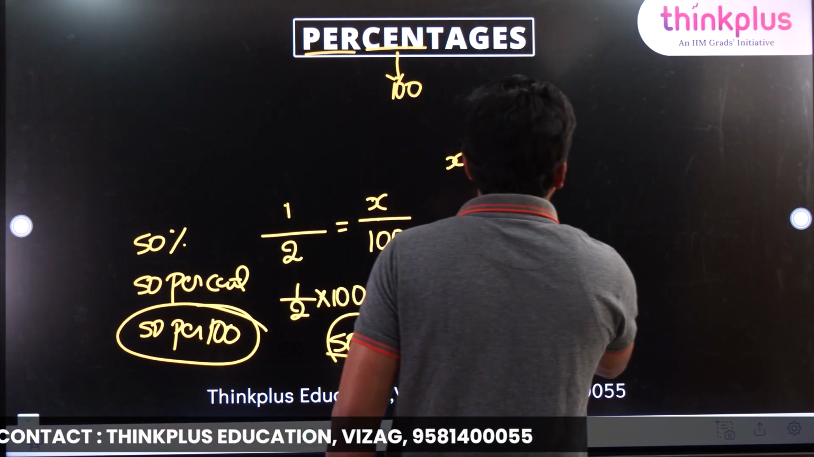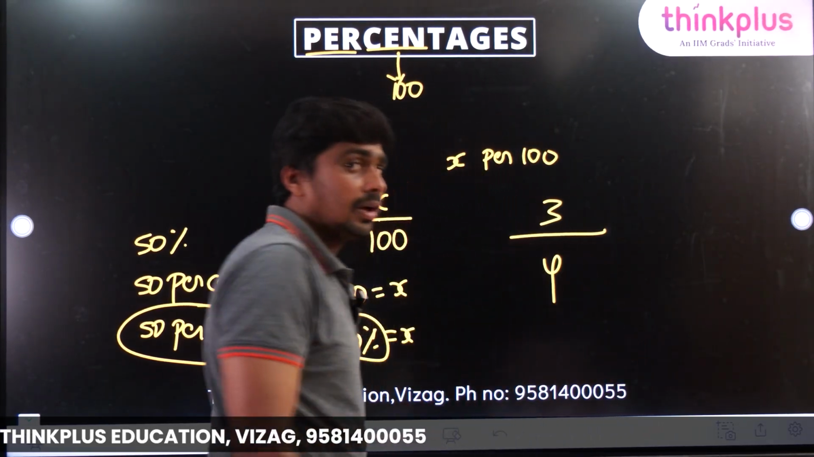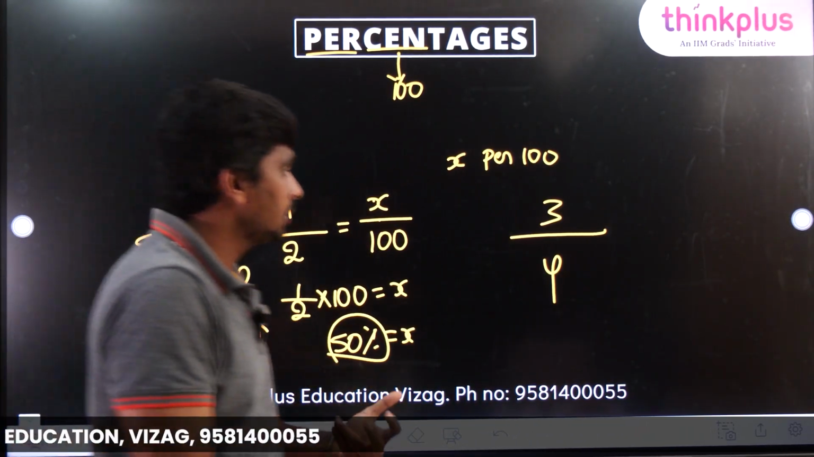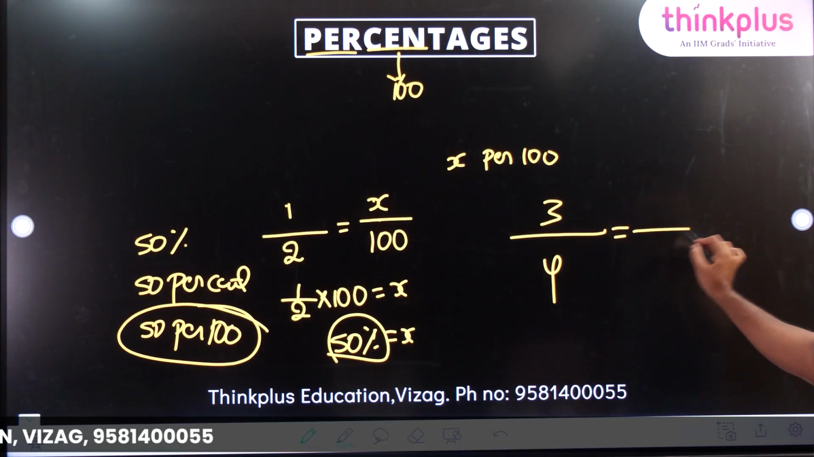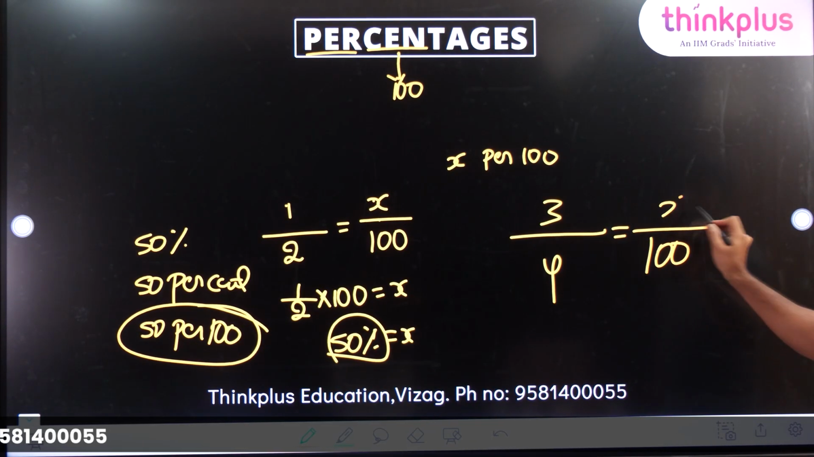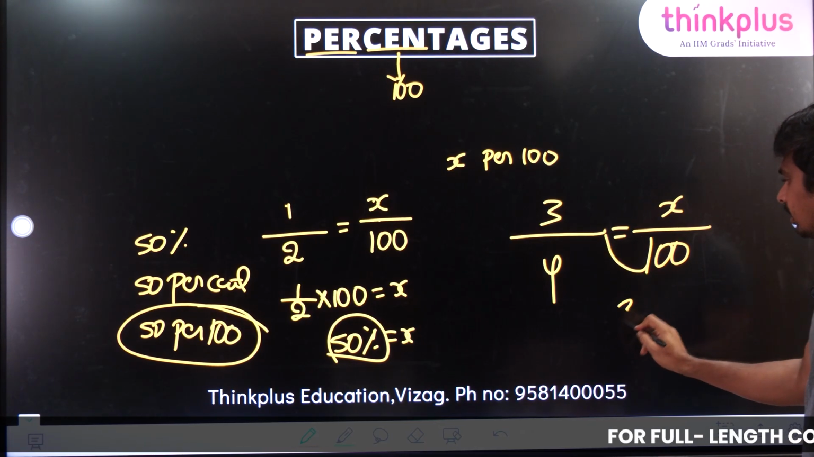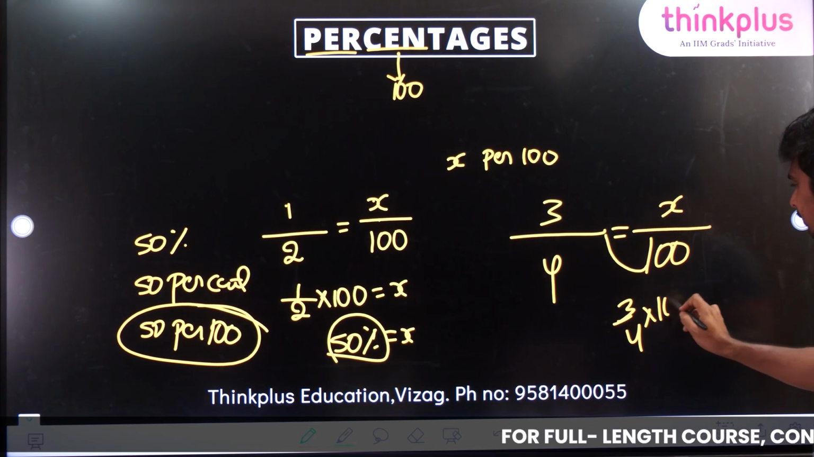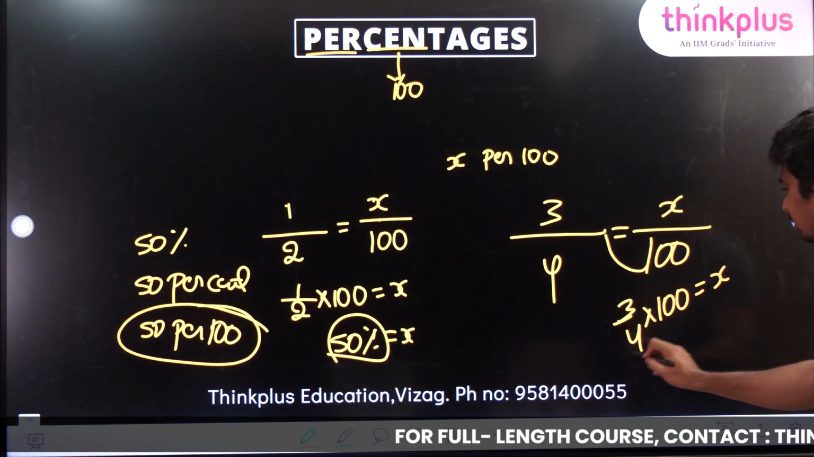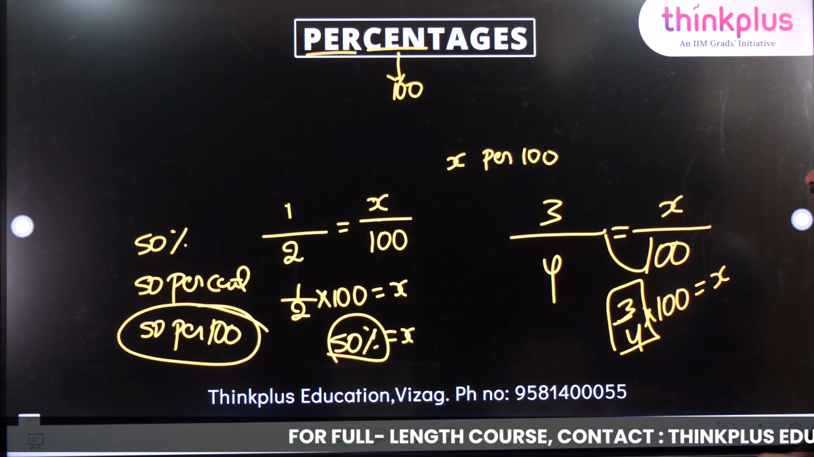Somebody else got 3 marks out of 4. I'm asking what per 100. So this time also I should compare with 100. I'll take 100 here and x here. I don't know this x value, so I'll send this 100 to this side. That's the reason every time we multiply with 100 to convert any fraction into percentage.